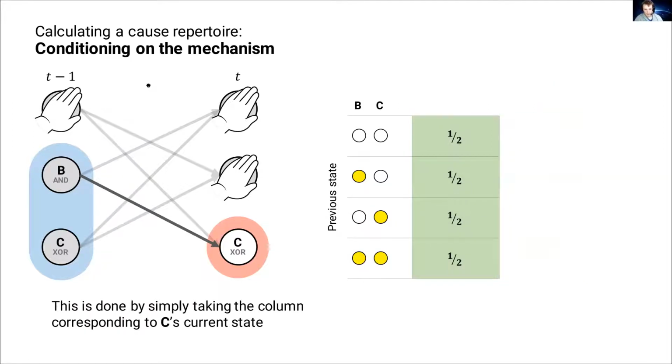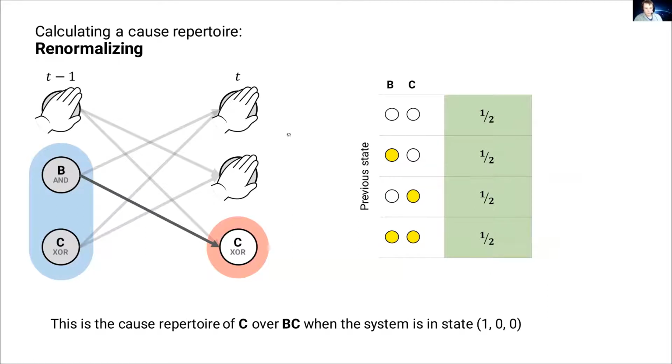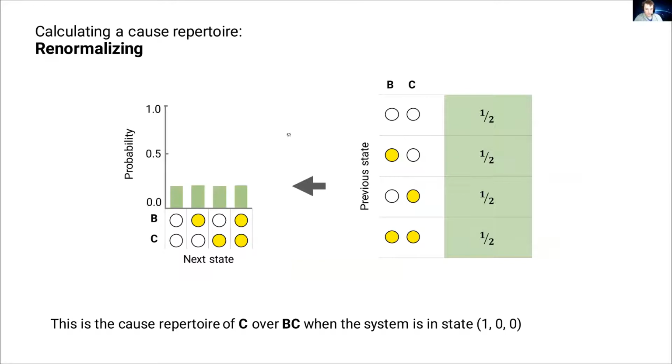And we obtain our cause repertoire from the purview BC in this previous state onto the mechanism C in the next state. So this is that cause repertoire, which you can see here. The numbers are wrong on the right here, but they're correct in the graph on the left.